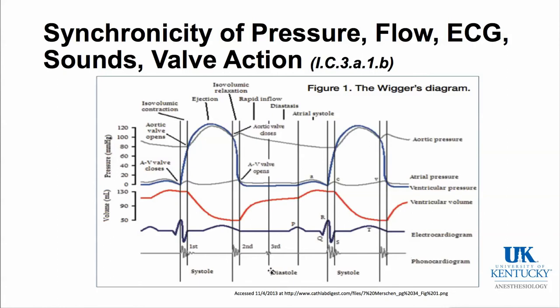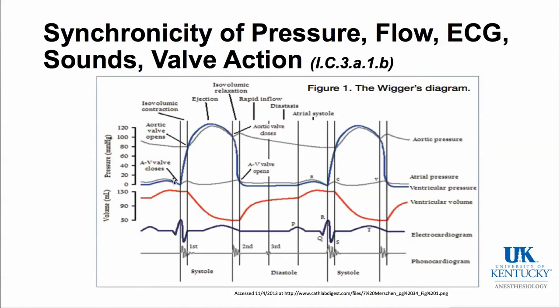In red is shown ventricular volume. It is filling during diastole, and during systole with contraction, obviously the ventricular volume goes down. And the difference between end diastolic volume here and end systolic volume here is stroke volume, EDV minus ESV.